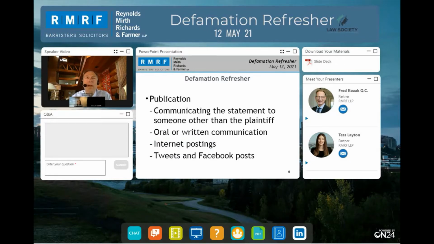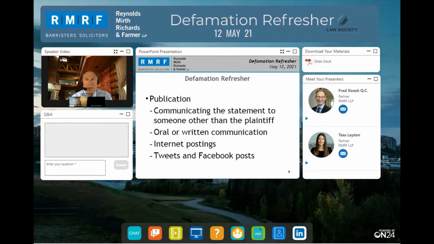Publication, pretty straightforward. It's important for you to know that publication is always given a very wide meaning in defamation cases. So whether you intended to publish it or not is not important. If it was communicated to even one other person, that's publication. That is, communication to one other person other than the plaintiff.